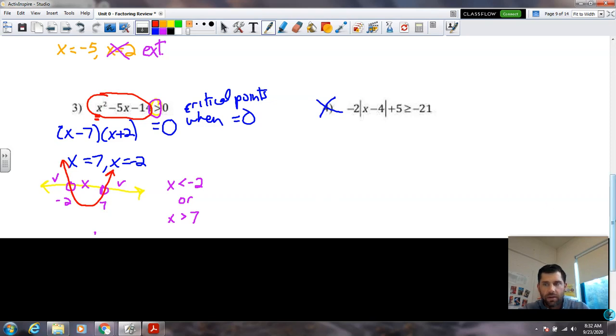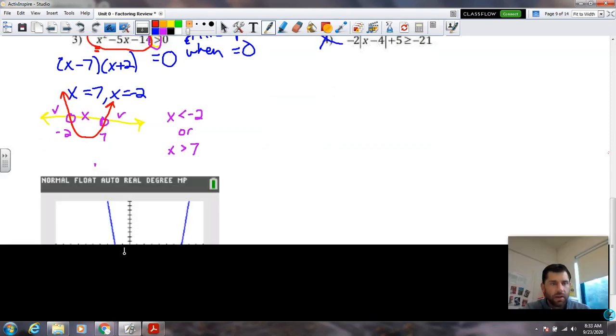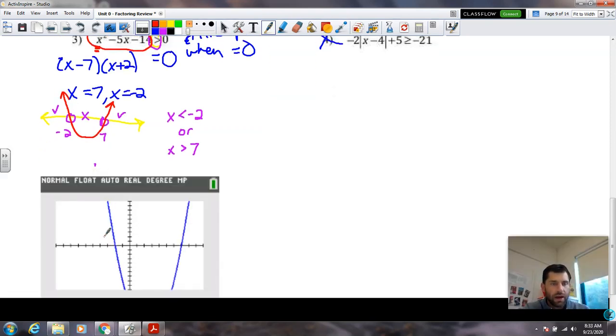And I actually did it down here on my TI emulator. So if you look at the graph, there's my critical points. I'm asking you when this function is greater than 0. So the output is greater than 0, that way and that way. So that's kind of the way I like to think about it. I like to think about these questions graphically, instead of doing little number line tests. But either way works. Either way, we get this for our answer, okay?